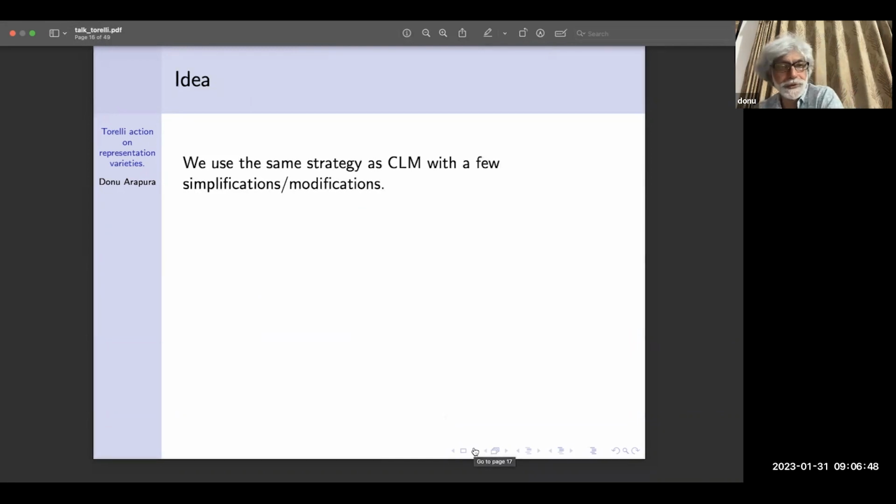All right, so let me say a few words about how the proof goes. Not in any detail, but just a very rough idea. We use the same strategy as these three authors, and I guess we can claim we have some slight simplifications or modifications to their argument.